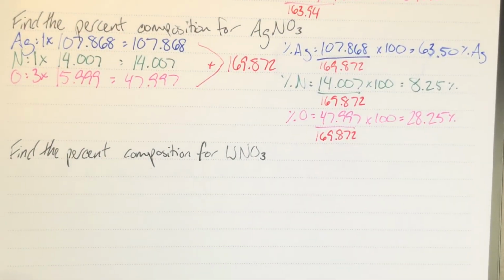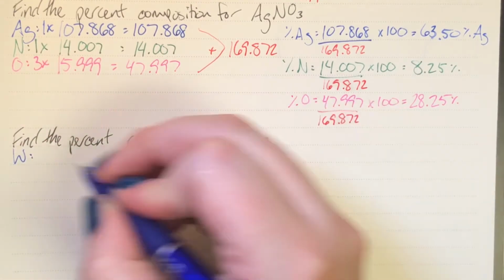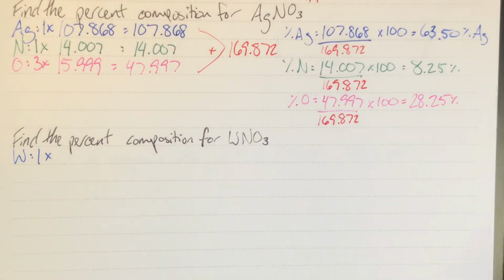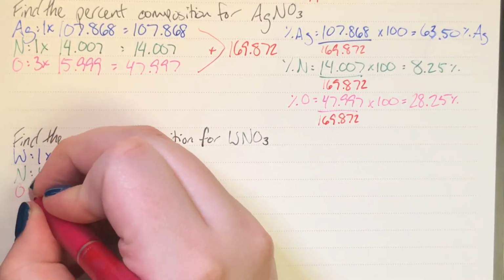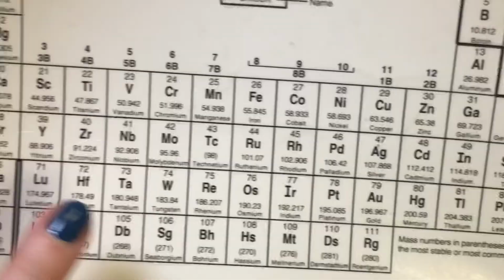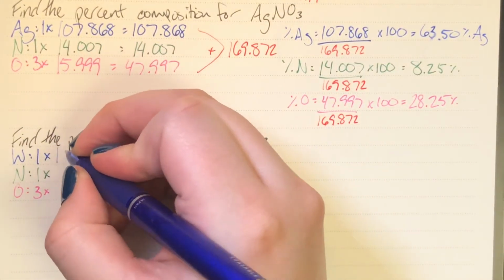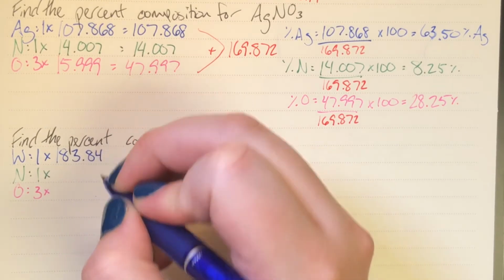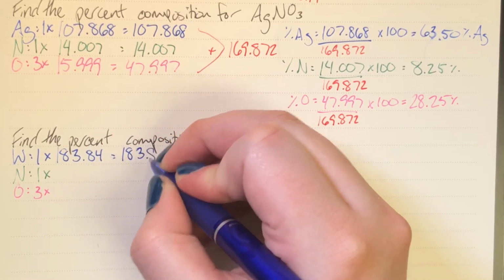Last problem that we're going to go ahead and do is going to be the percent composition for tungsten nitrate. Same procedure. Tungsten, I only have one of them. Nitrogen, I only have one of them. And oxygen, I have 3 of them. Tungsten is going to weigh 183.84. And 1 times any number is going to be that number, so 183.84.